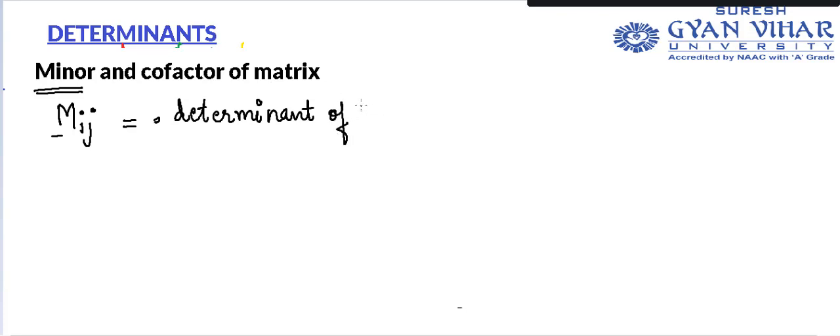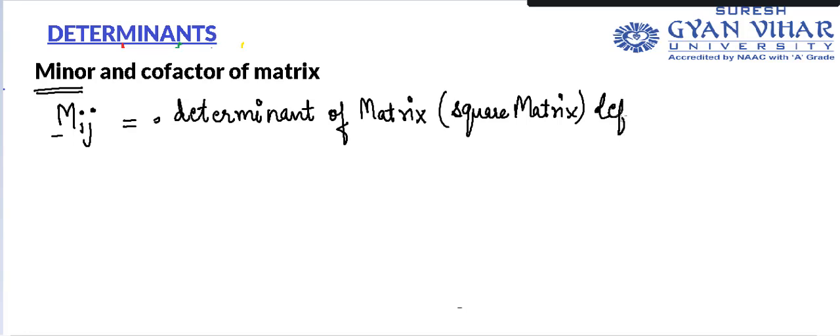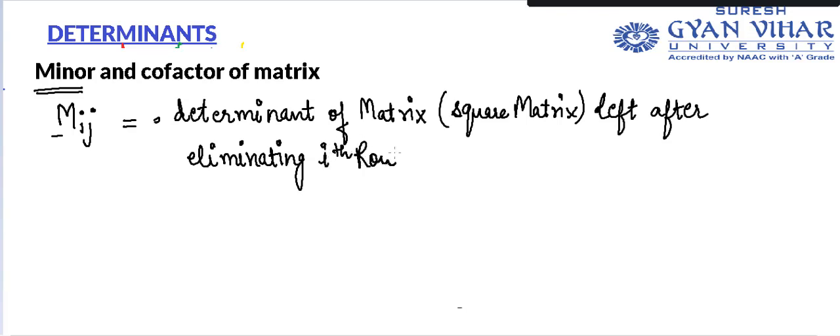Basically, the minor is the determinant of the square matrix left after eliminating the ith row and the jth column.